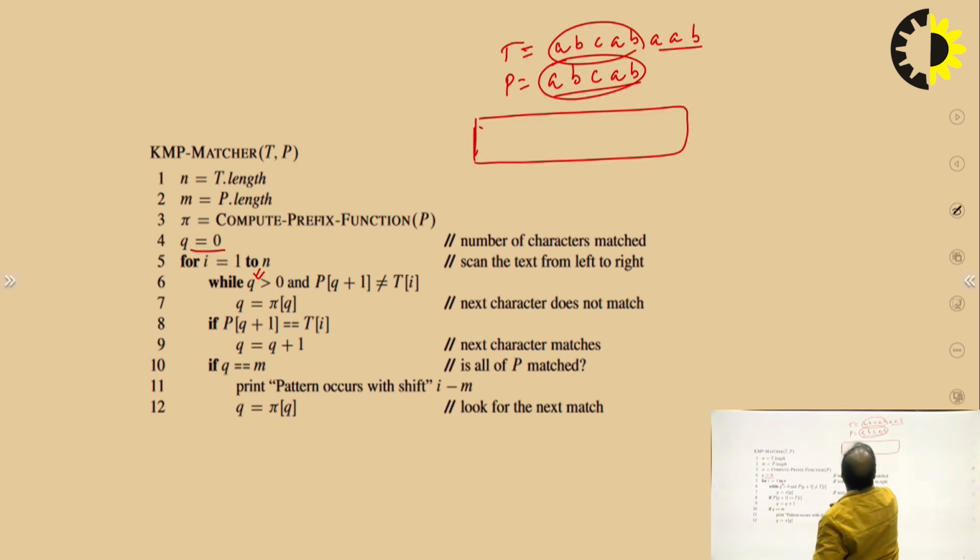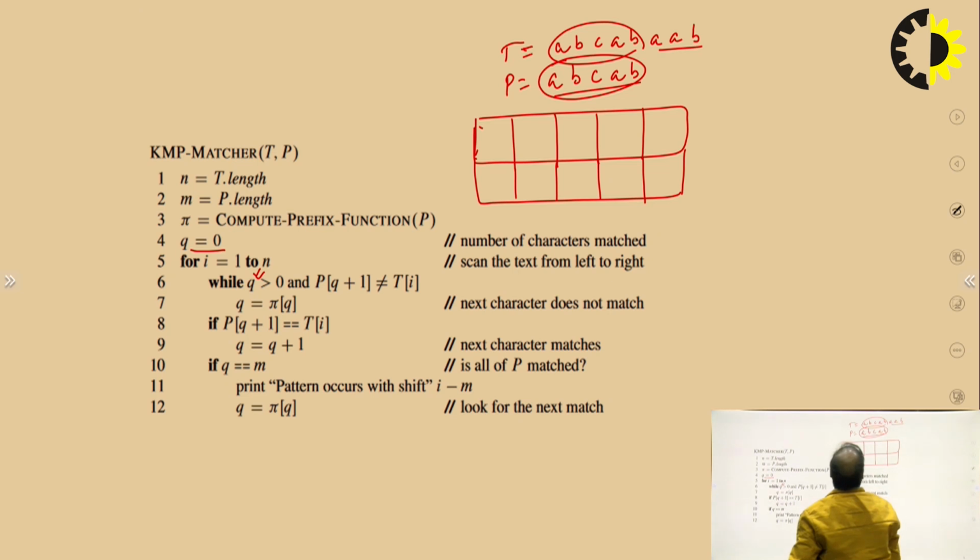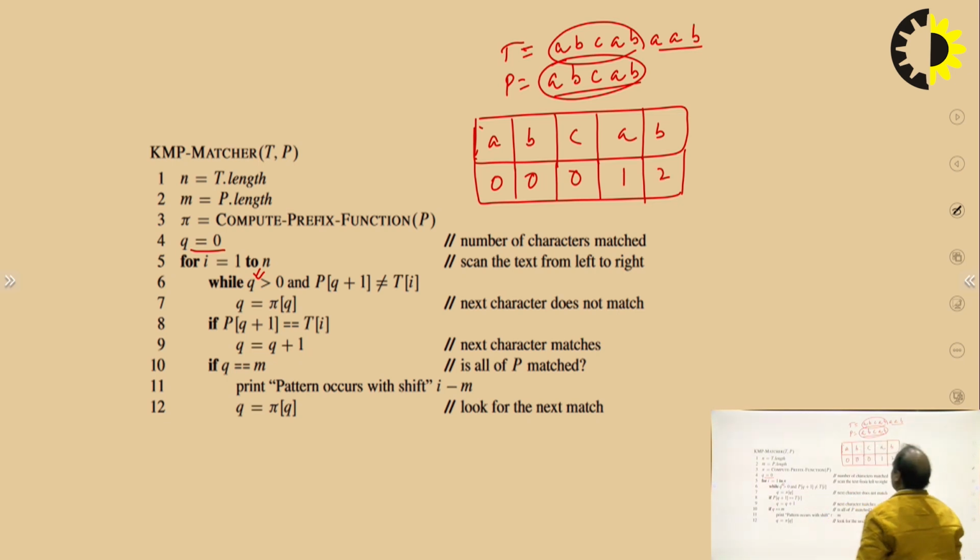So let's solve this. Again, we have the pattern, let's say ABCAB, and I'm writing indices 0, 1 and 2 here. What will happen, class? Q is going to be 0, I is starting from 1, and Q starts from 0, right? So Q greater than 0? Yes. So P of Q plus 1 is not equal to T of I? It is not going to work because this is equal. Look here, this is equal: P1 equals T1. Yes, correct.